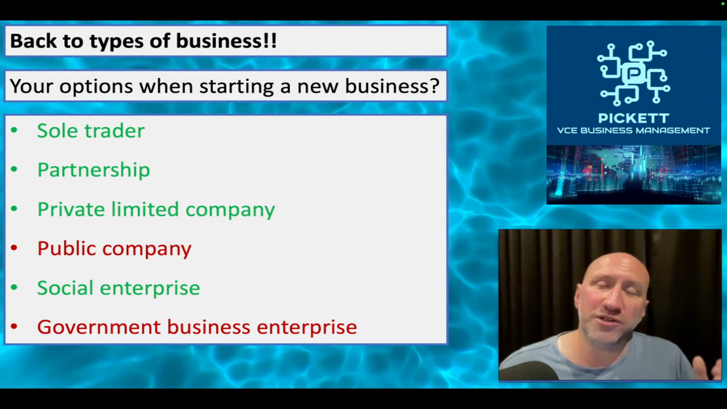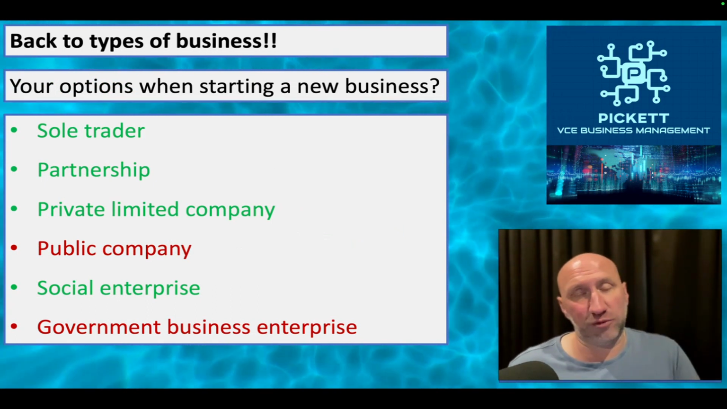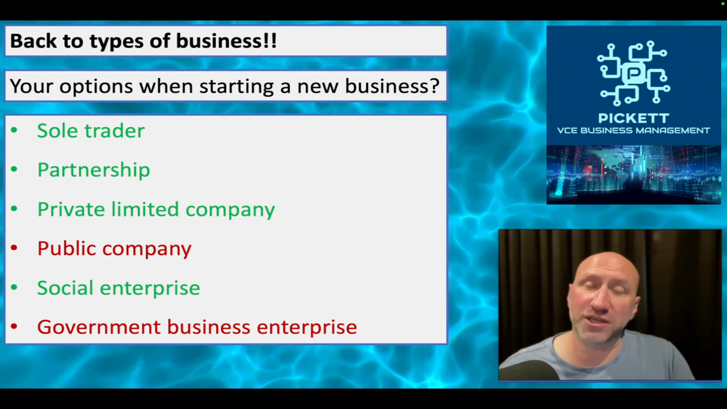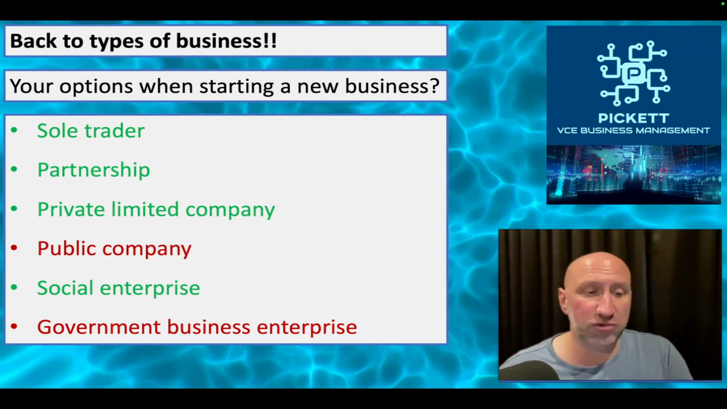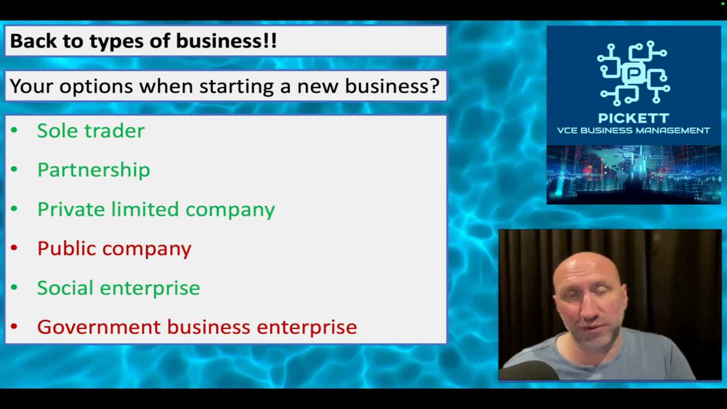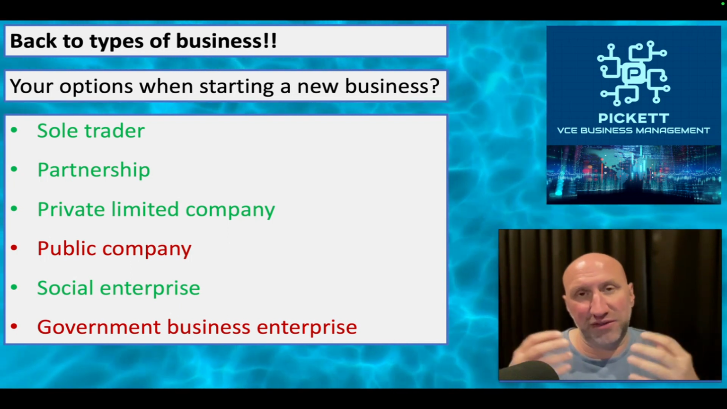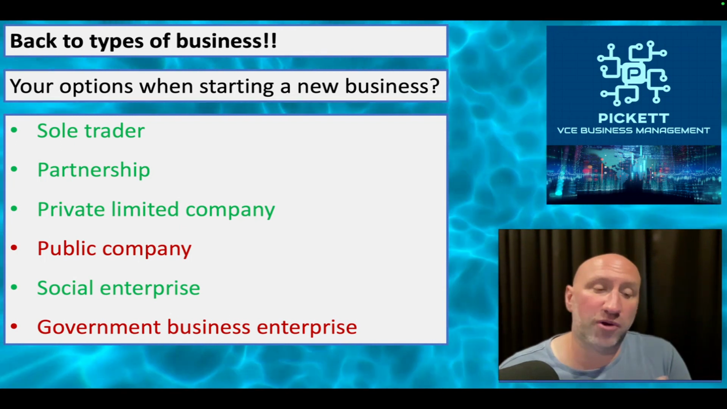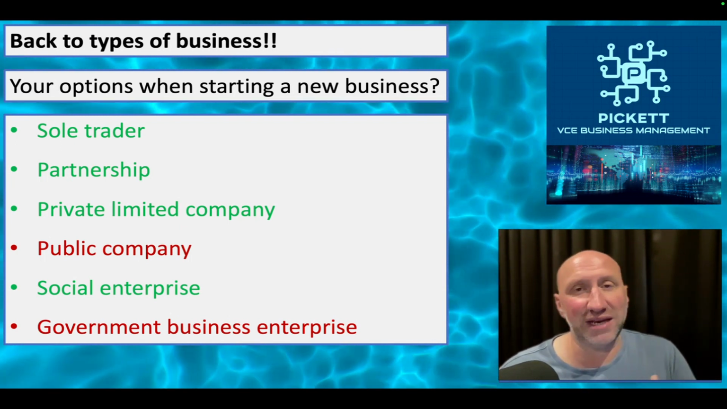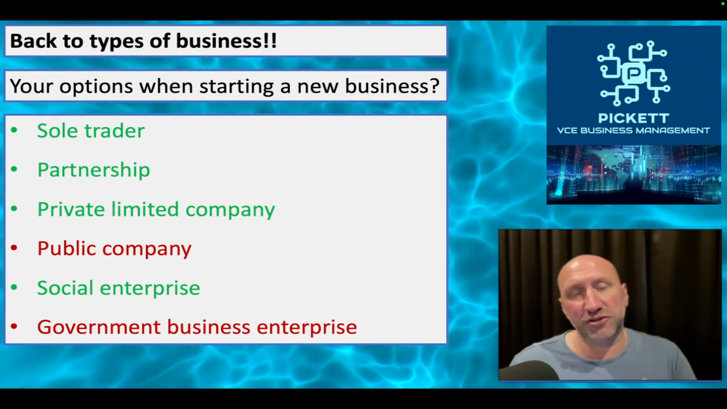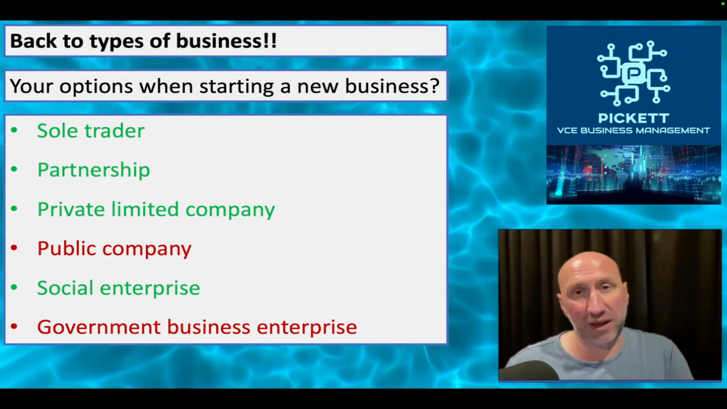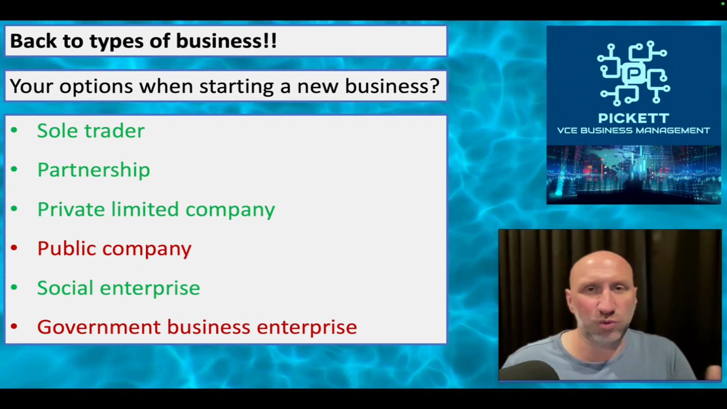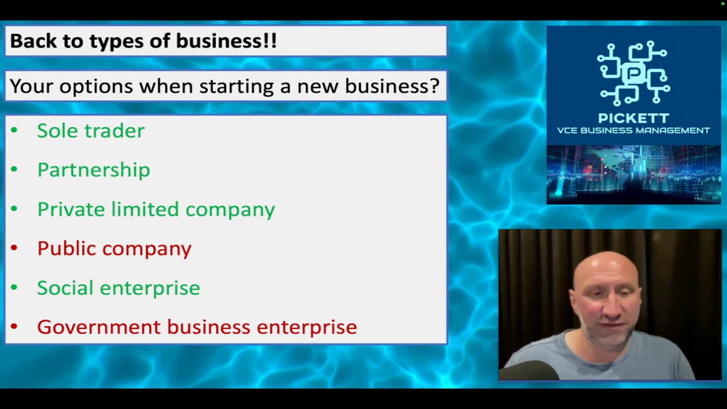Now, when you are starting a new business, which options from the 6 are available to you? Because not all 6 are. Basically, those green ones are your options. If you're starting a business, you could choose to set yourself up as a sole trader. You could set yourself up as a partnership, and by the sound of the name, you would have to have at least one other person you're working with. You could set yourself up as a private limited company, or as a social enterprise. What you cannot do when you're just starting a new business is set yourself up as a public company or a government business enterprise. And why that is will become apparent as we move through this video.